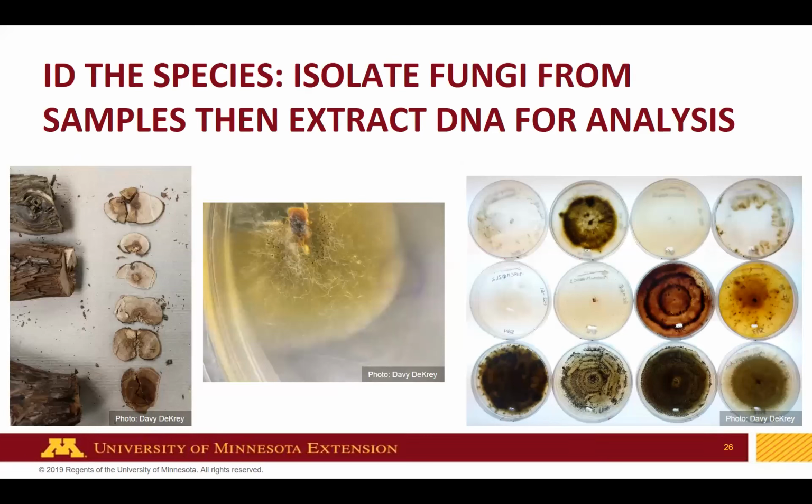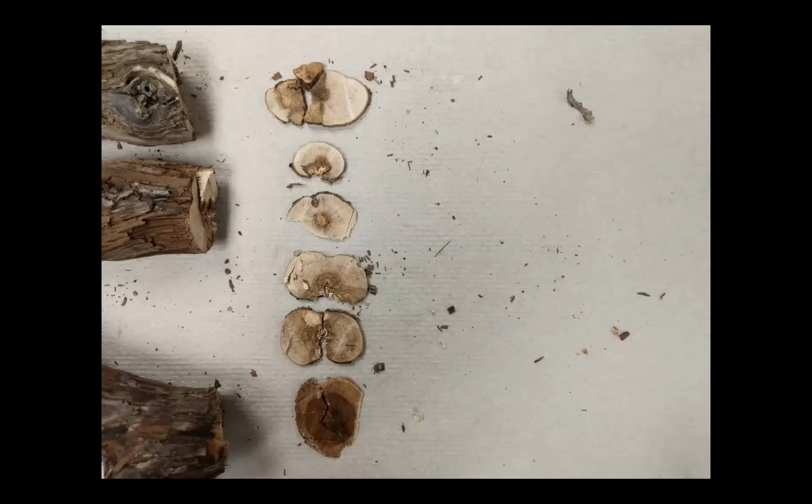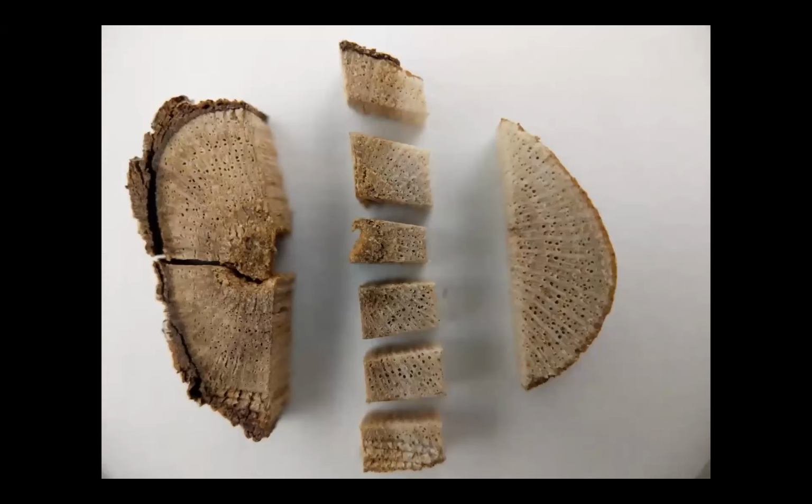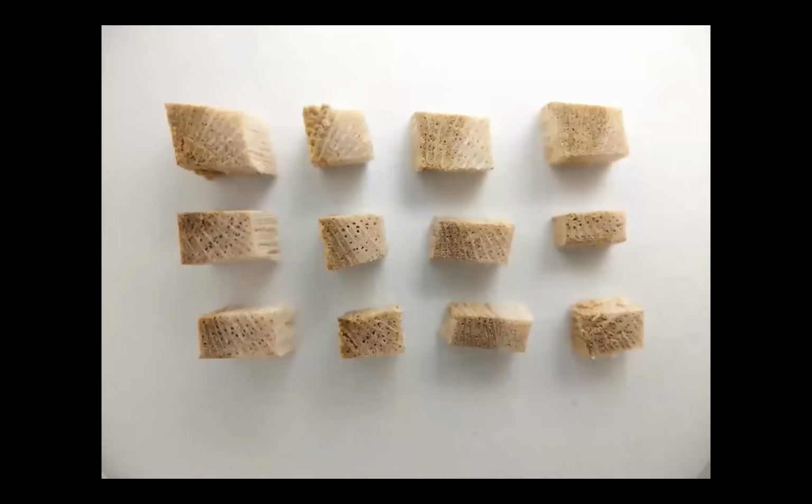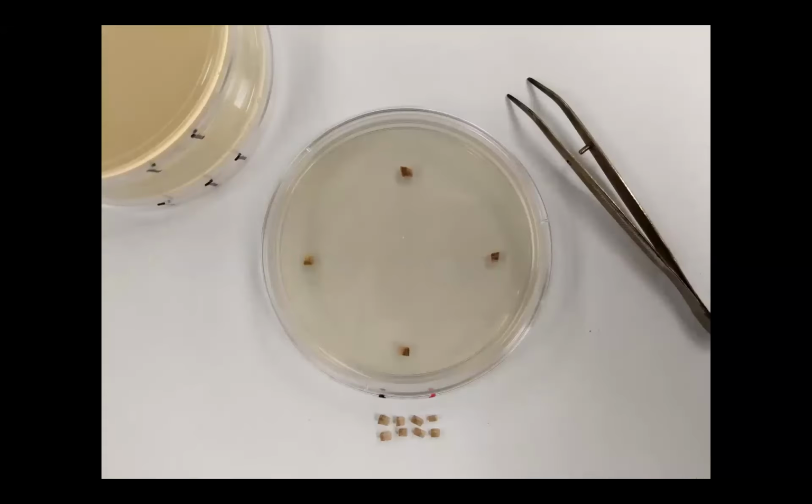So once we get that sample into the lab, it's Davey's job to analyze it and figure out what species are in there. He cuts the canes into very, very thin cross sections and then basically puts those onto plates and identifies what they are. So here's those cross sections. Then he takes a cross section and cuts that up into very, very small pieces like that. Puts those pieces on an agar plate. And what this does is it grows out whatever fungus or whatever other microbe is in there.